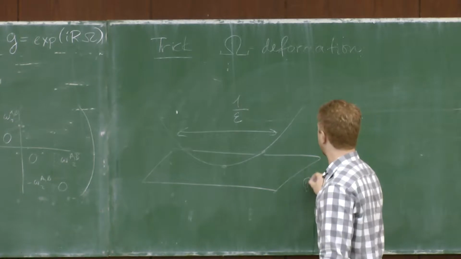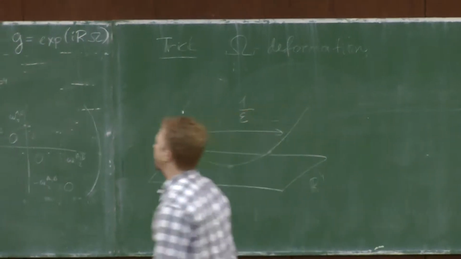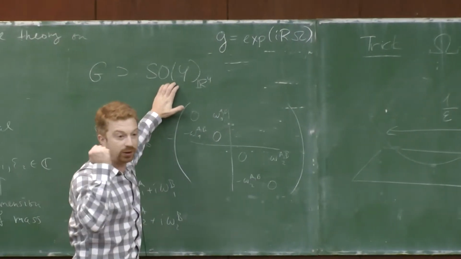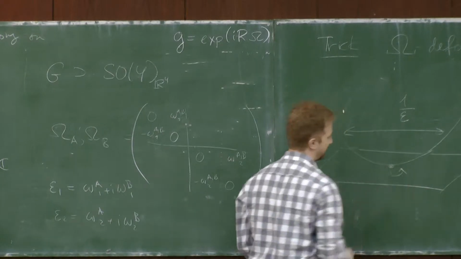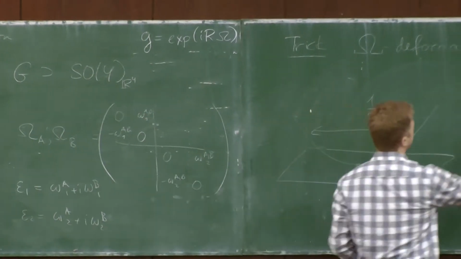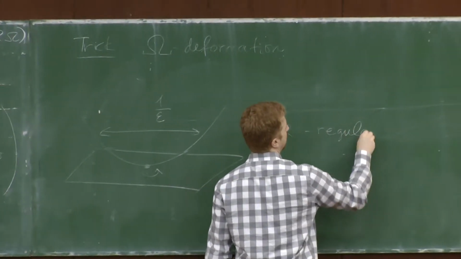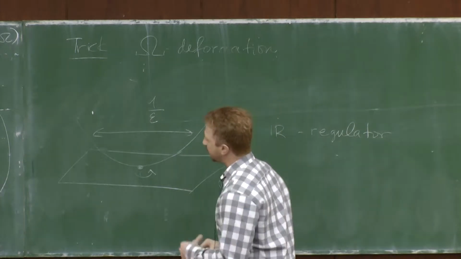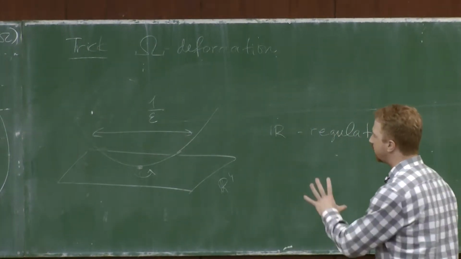Say again? Well, I use the rotation, so I had to choose a point about which I rotate. So that was the primary choice. And so it is a kind of an infrared regulator, but it is not a conventional infrared regulator where you just put a sharp box. It's something trickier.